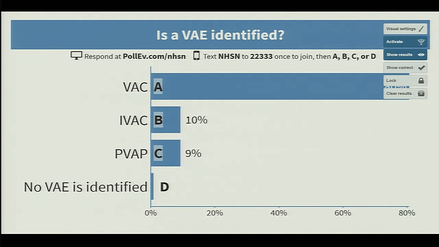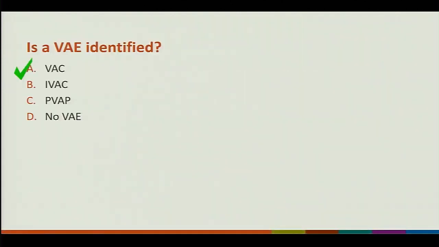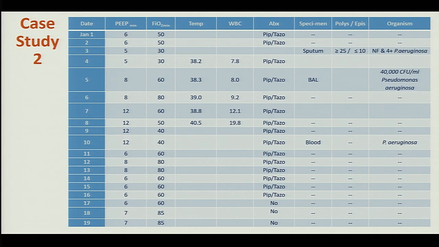Okay. And the answer is A. A VAC is identified. Very good. Most of you selected that. So let's take a look at this. In the PEEP parameter on January 3rd and 4th, there's a baseline period established, and then that's immediately followed by an increase to 8. And actually, the same occurs in the FiO2 parameter. It also meets, this is one of those times when it's met in both parameters.